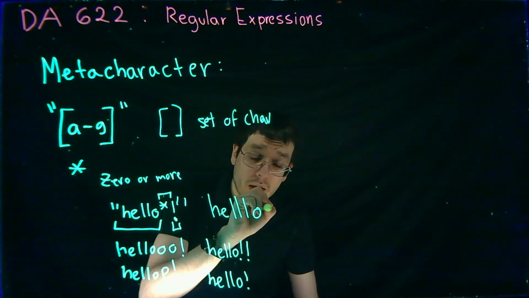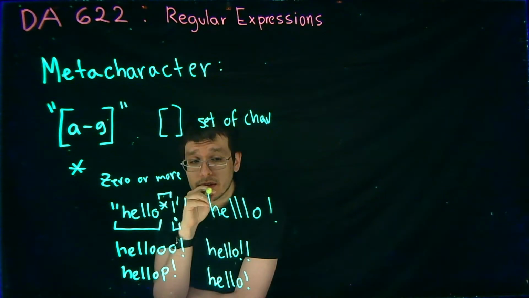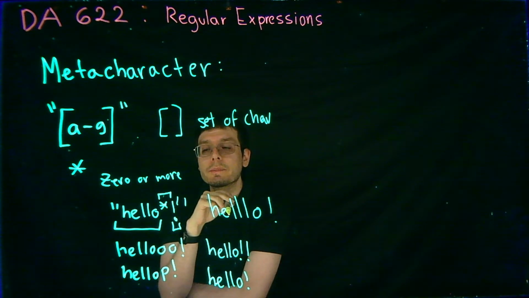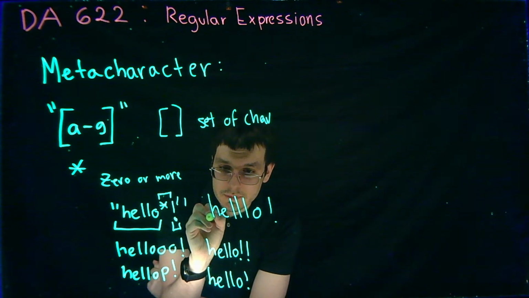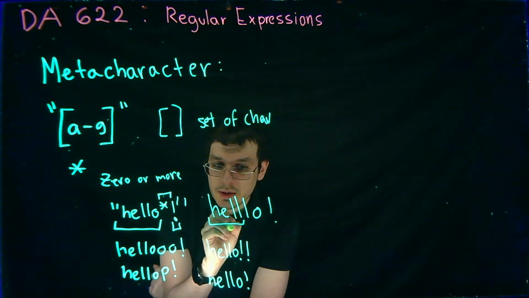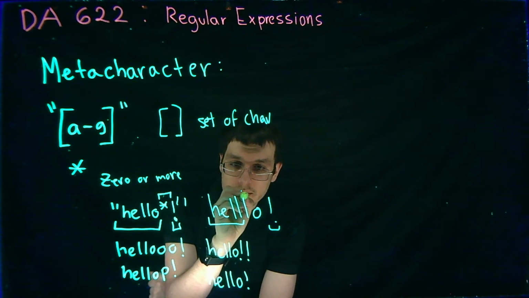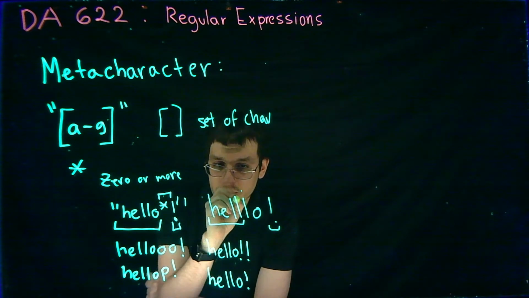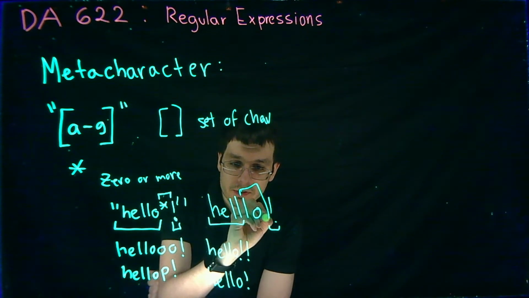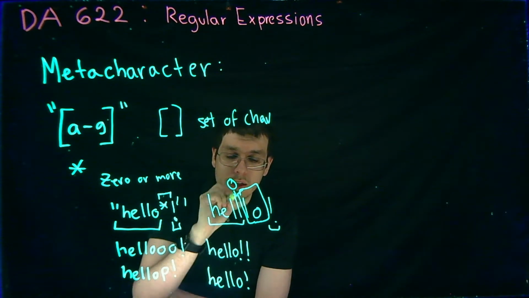Well, how about this one? Would this one be found? And the answer is no, it wouldn't be found. Because this part would match, and then this would match, and then 0 or more characters. So these would be considered 0 or more characters here, and that would actually be okay. But it needs an O right here for that to be found, I believe.